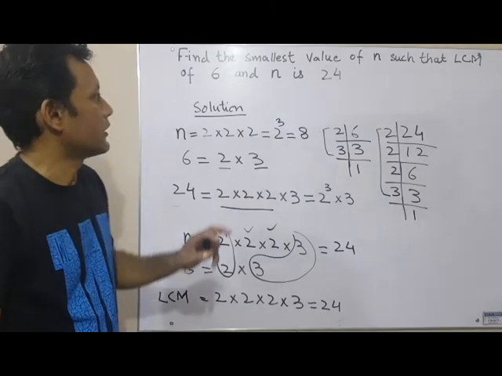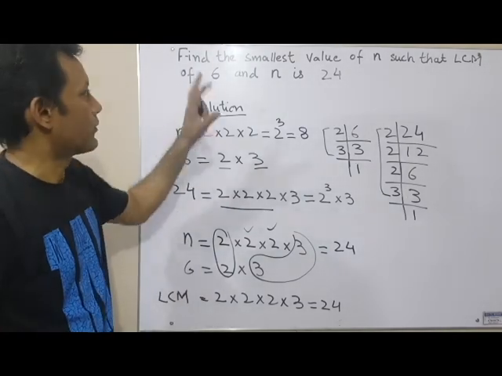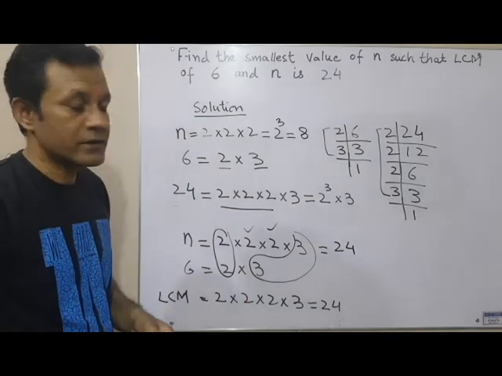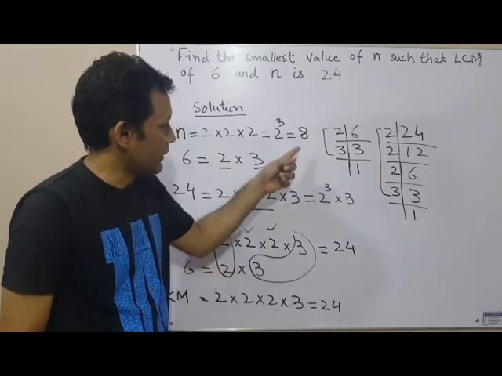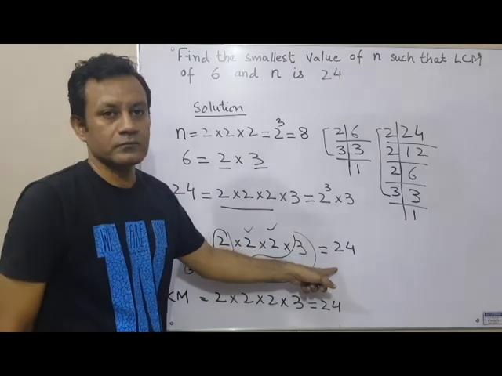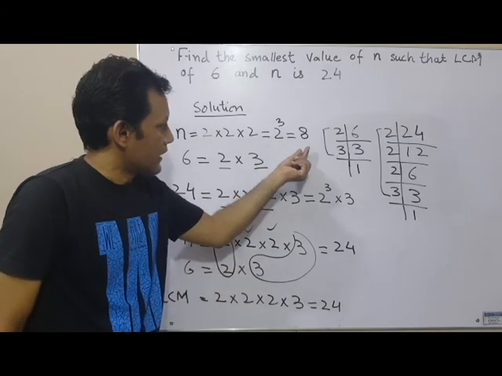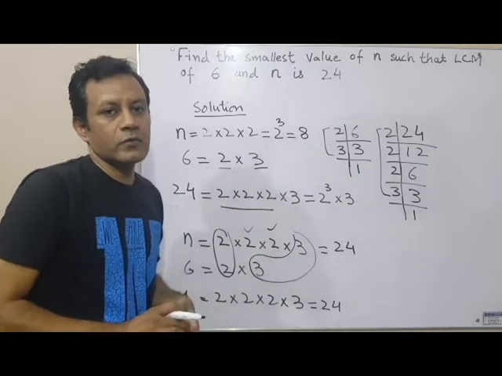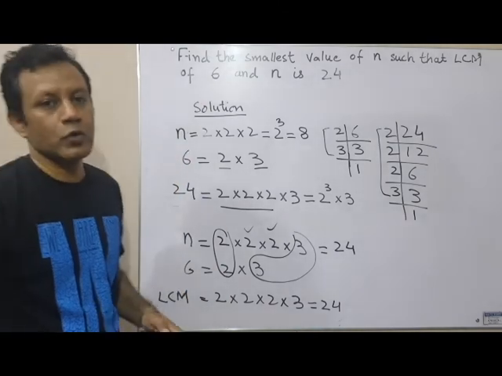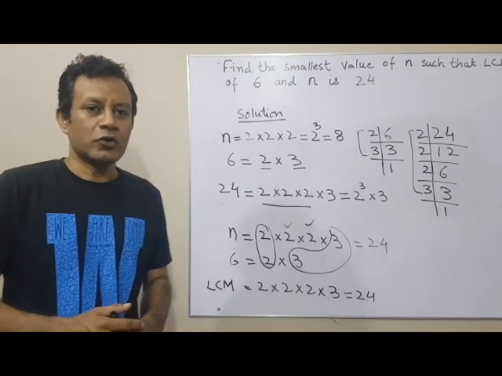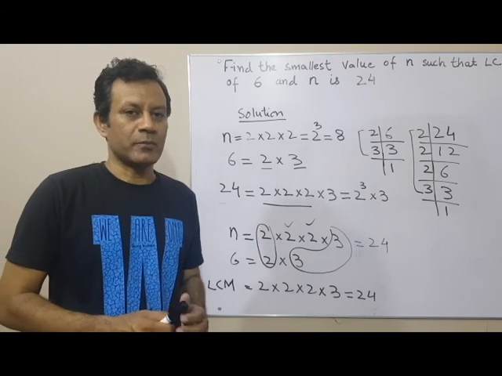But we are required to find the smallest possible value of n. So it is obvious which one is smaller, 8 or 24. It means 8 is the smallest value which we are required to find. I hope you will find the solution of this problem much easier.